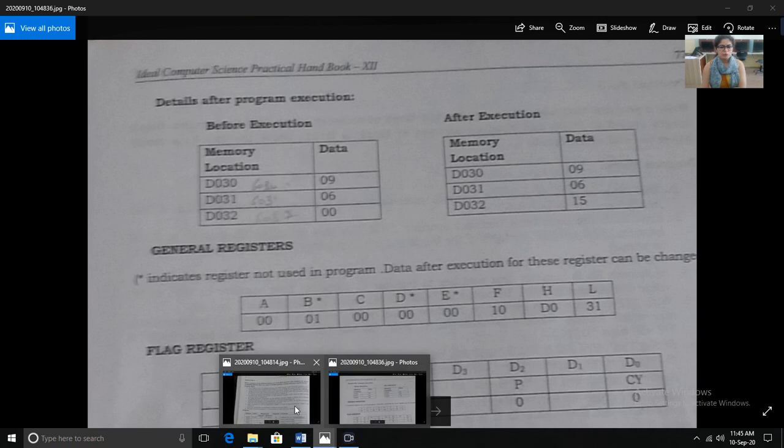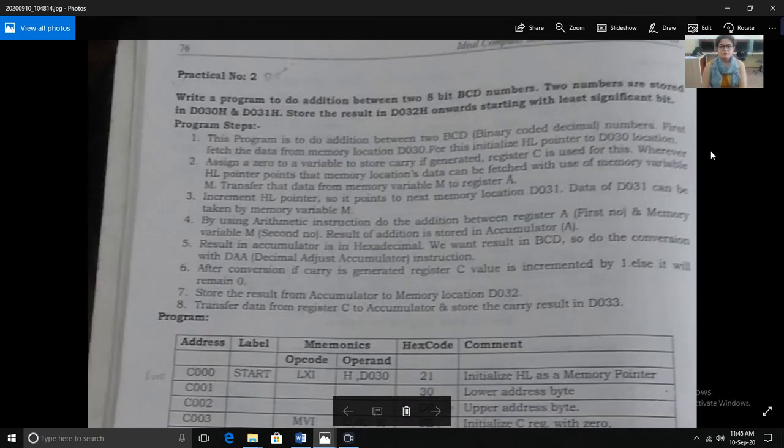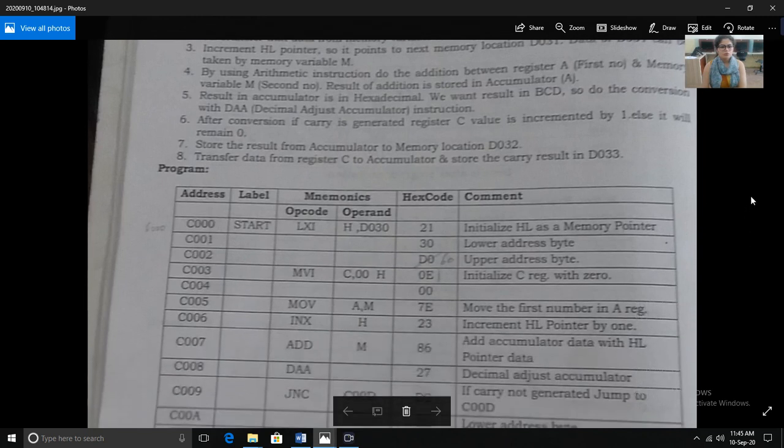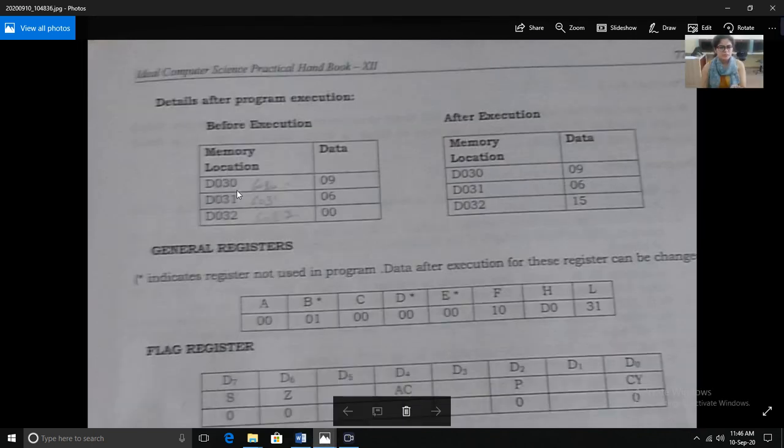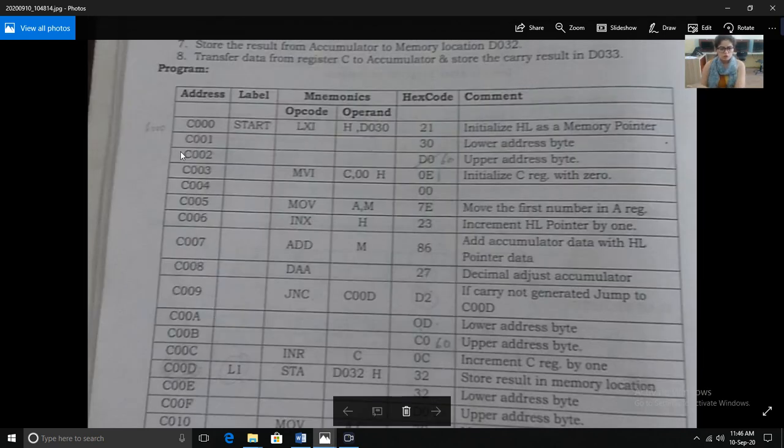Now we will check the program. Let's start with the program. This is the starting location C000, but I am assuming this starting location as 6000. I am starting this from 6000. I have stored the data at 603... What was the address? Let me check. 6030, 6031, 6032. Okay. So I am starting this program from the 6000 memory location.